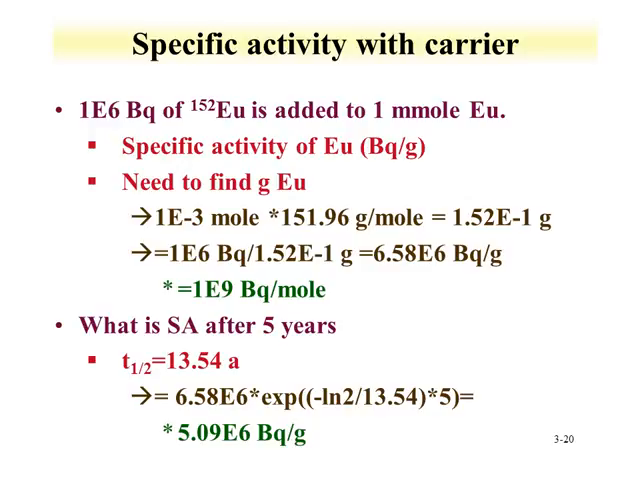We can also use this to say, let's say you make this at the beginning of a graduate school career, and towards the end, 5 years later, what's the specific activity? The half-life is 13 and a half years. So we have our initial activity times e to the minus lambda times t, with t being 5 years. The activity has gone down from 6.5 to 5.1 times 10 to the 6 becquerel per gram.